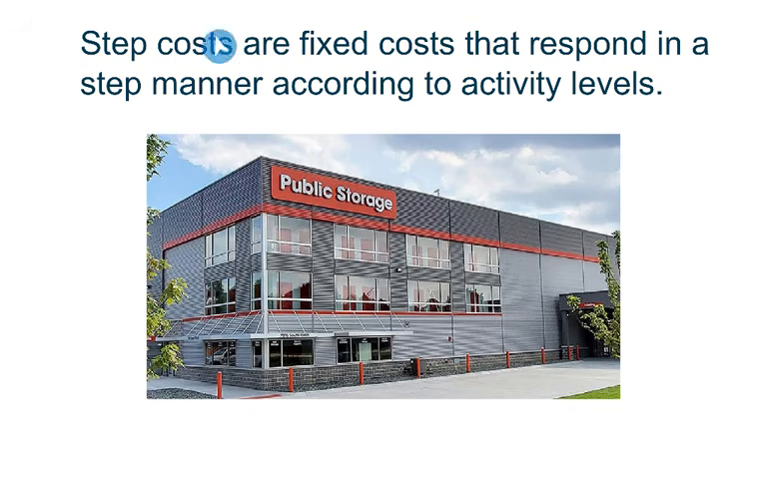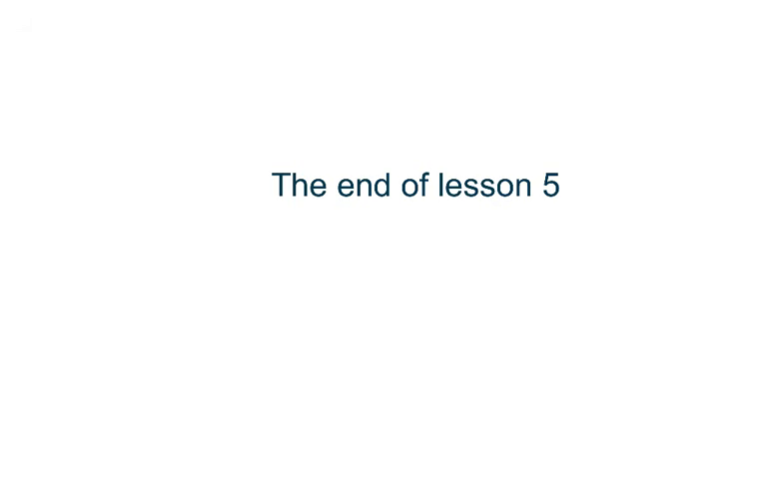If we look at step cost, those are fixed costs again that respond in a step manner. That means that if we look at the storage space, we can maybe store 100 office desks in the storage space. But if we have 120 desks, then we need to hire additional storage space. So the storage space in this example is a step cost because it responds in a step manner. Up to 100, you have one space, one storage room, and then exceeding 100 office desks, you will use another storage room. Now, this is then the end of lesson 5.